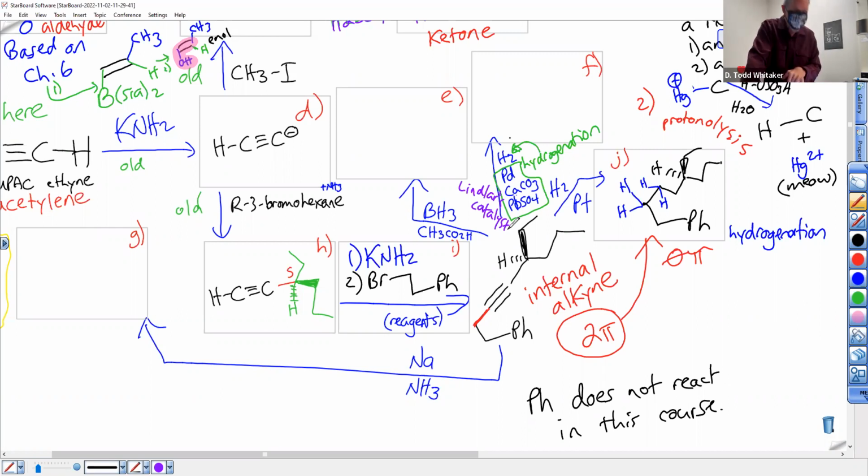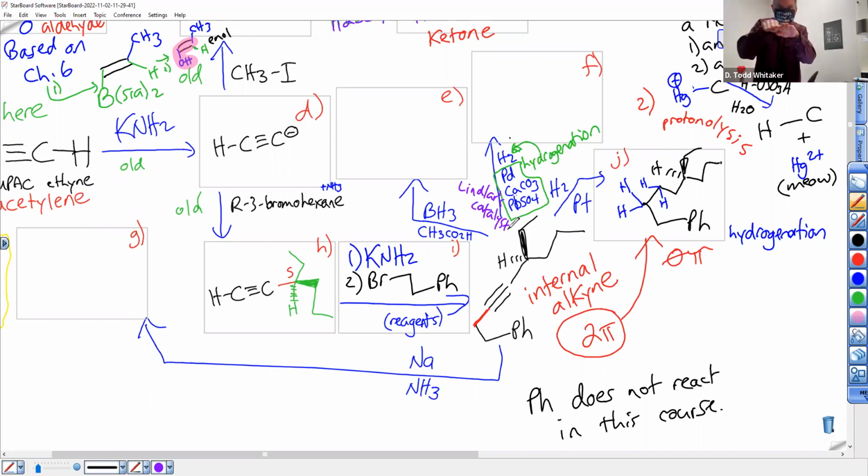The lead sulfate at the end there, we call it a poison. And what it does is it turns down the reactivity of the catalyst just a hair. And the one with the 2 pi bonds is just reactive enough. And the one with the 1 pi bond is not reactive enough.